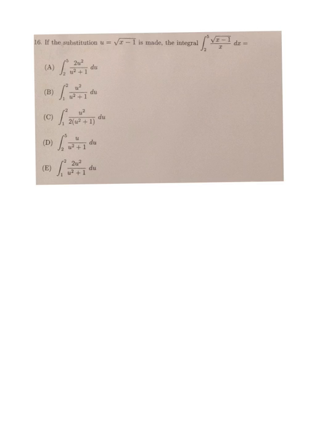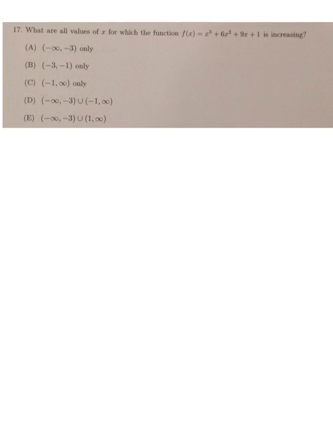Number 16, skip it. Alrighty, 17, they give you the function and they want to know when it's increasing. The answer is choice D as in dog. If you got that right, skip over to the number 18.